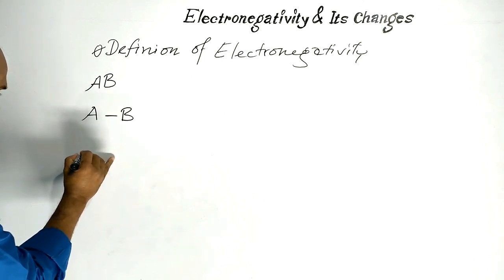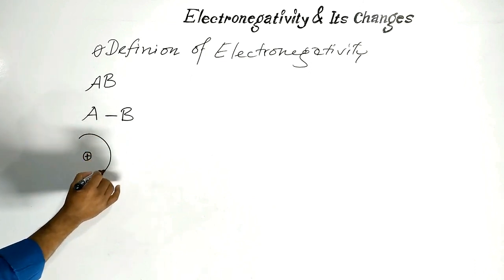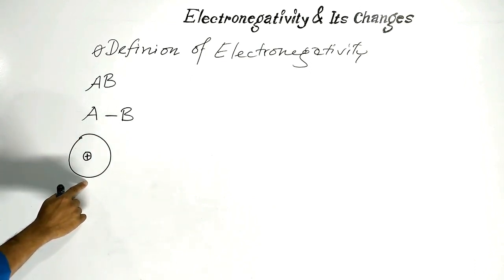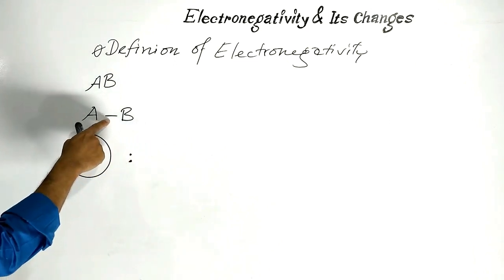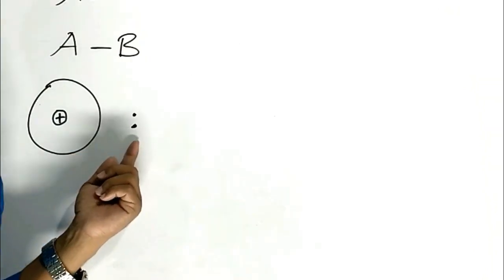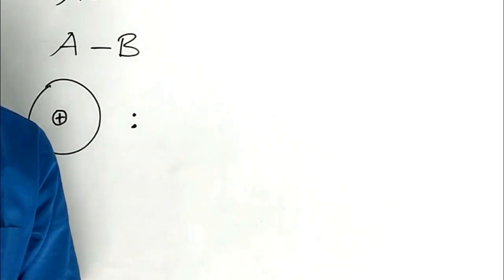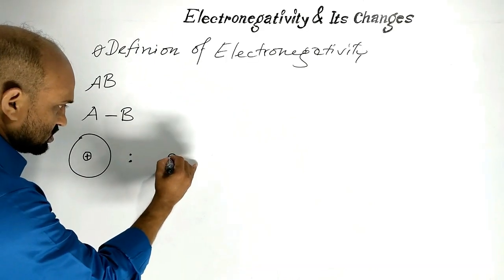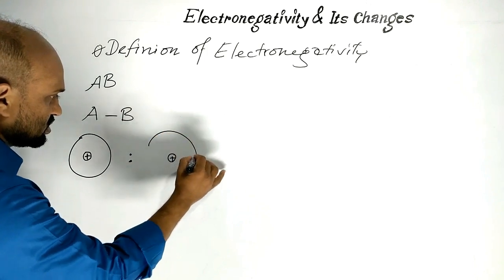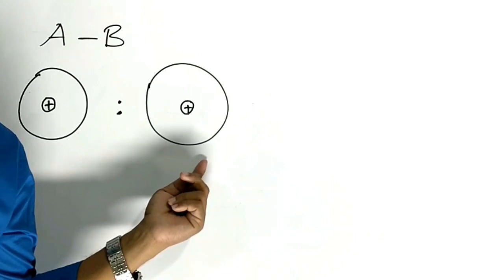This is the nucleus of atom A, and this is the outermost shell of atom A. As this is a covalent bond, there is one pair of electrons, which is called covalently bonded electrons or shared pair of electrons. This is atom B and this is its outermost shell, in the AB molecule.